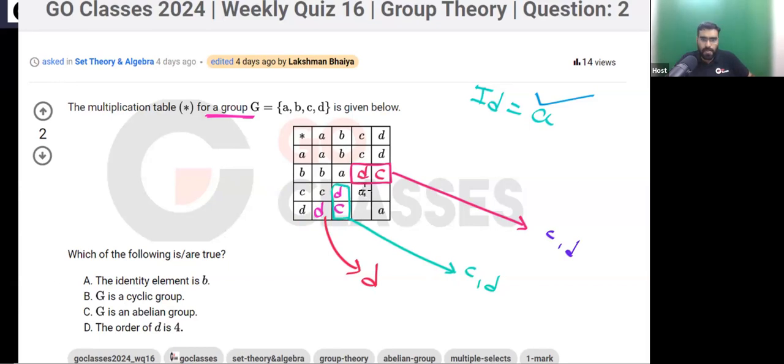Now it is very simple. Already C, D, A are here, so automatically this entry will be B. Already D, C, A are here, so this entry will be B. So now we have the entire Cayley table.